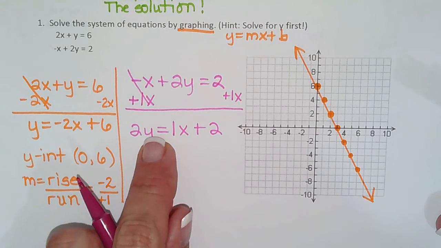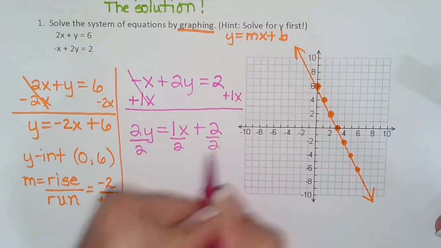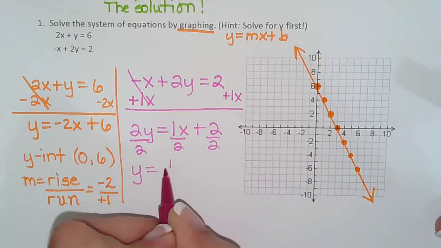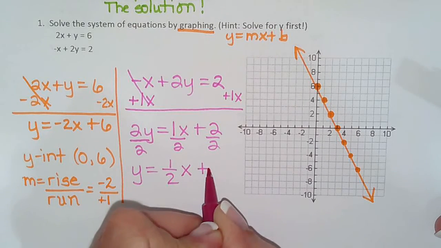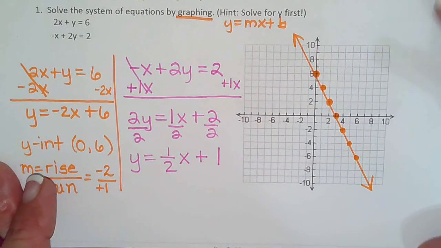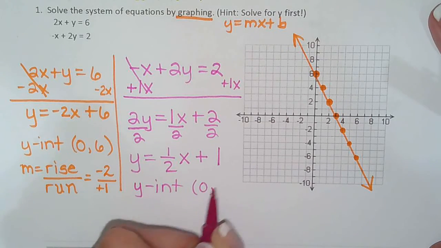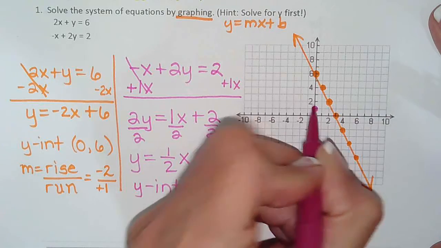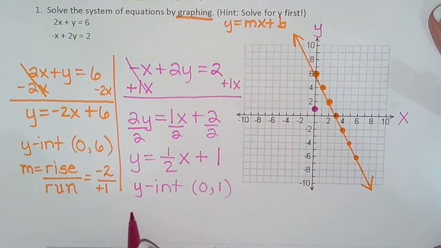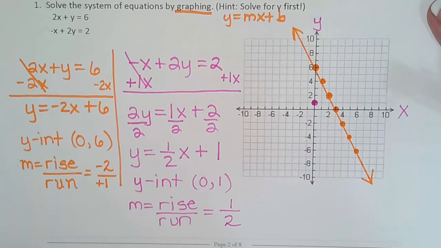Not quite solved for y. Don't stop here. You can't leave a number in front. So the opposite of times 2 is divide by 2. So we get y equals 1/2 x plus 1. Now we're ready to write our important information about this line. So our y-intercept is 0, 1. And our slope, which is rise over run on a graph, is 1 over 2. So when it's a fraction, we don't need to put in the 1.